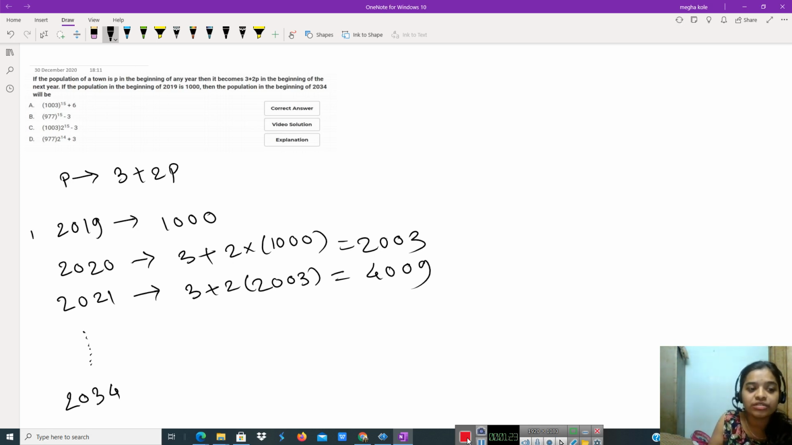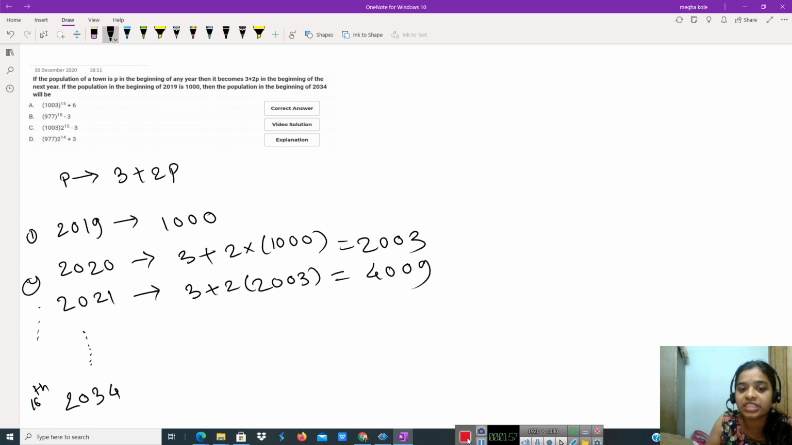This is the first year, this is the second year, and in this way this will be the 16th year, so you have to repeat this process and do multiplication. Also, the given format is in a different pattern, so we have to find the solution in this pattern only. Okay, so we will check the answer options.